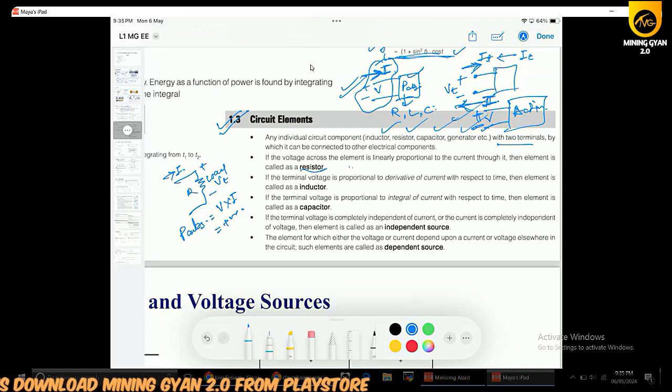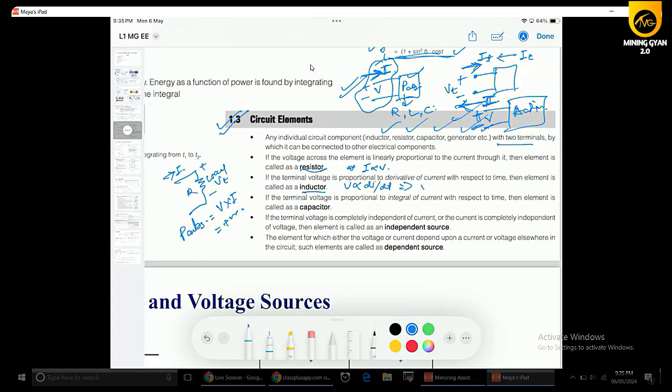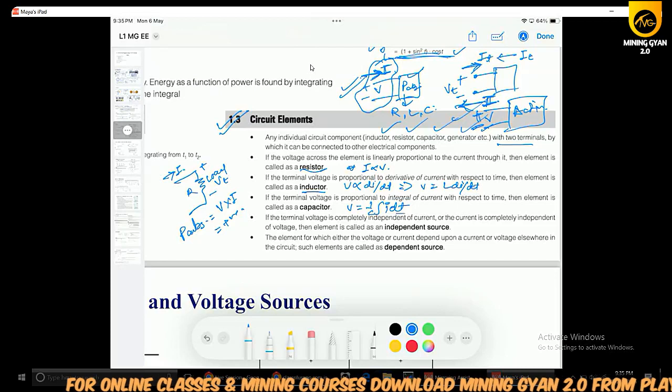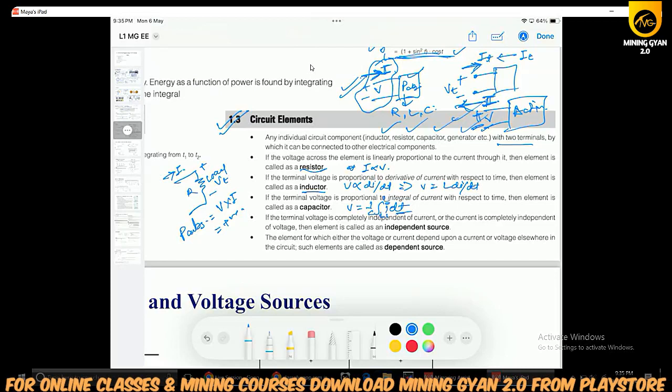You already know about that. In case of a resistor, I will be directly proportional to V. In case of an inductor, the voltage is directly proportional to di by dt, such that V equals L di by dt. What is L? That is the value of inductance. In case of a capacitor, V will be 1 by C integration of I dt, and we have to consider the limits. As this is the integration with respect to time, we have to consider time t1 to t2, so that you can calculate the voltage across a capacitor.